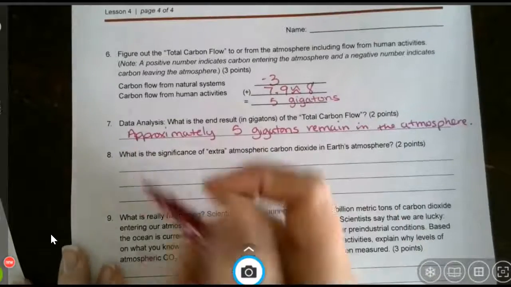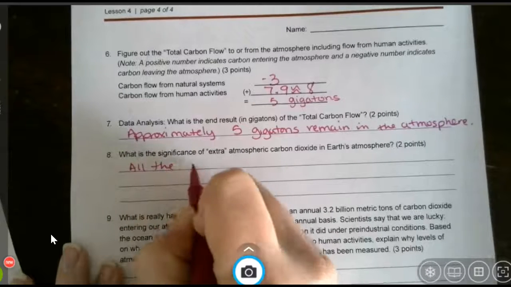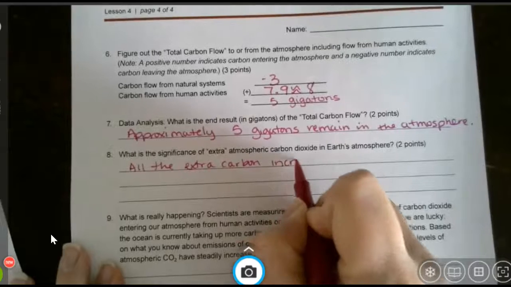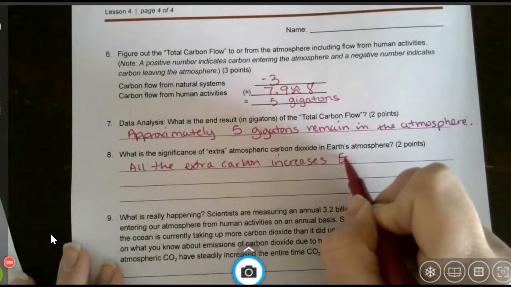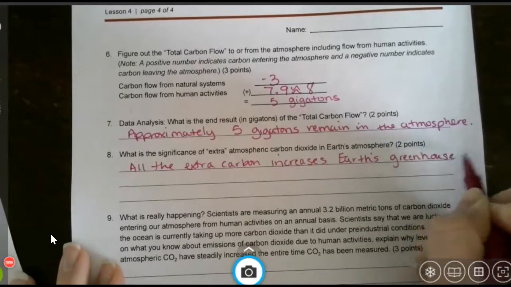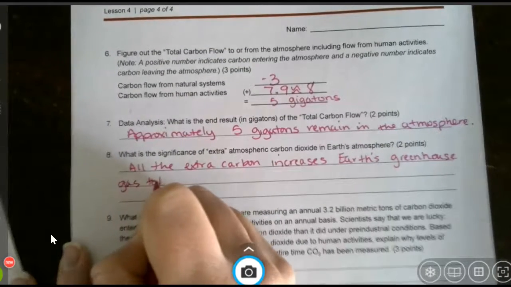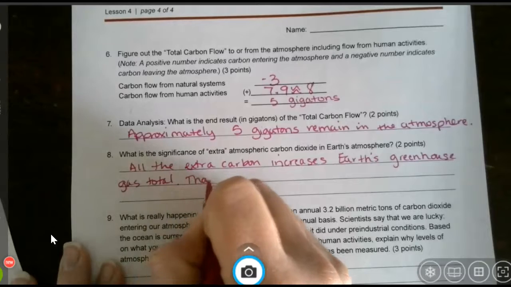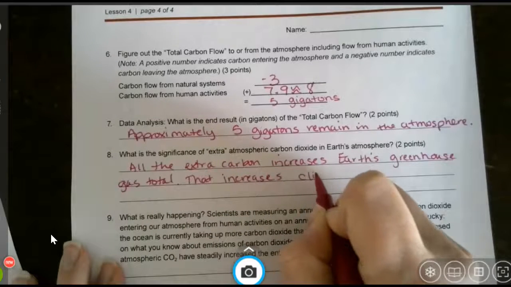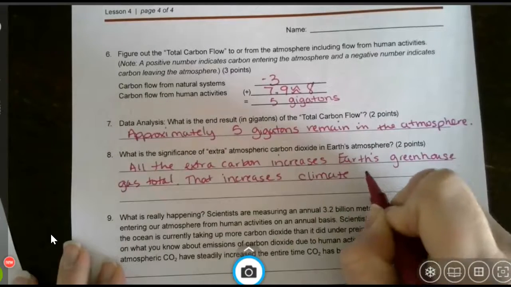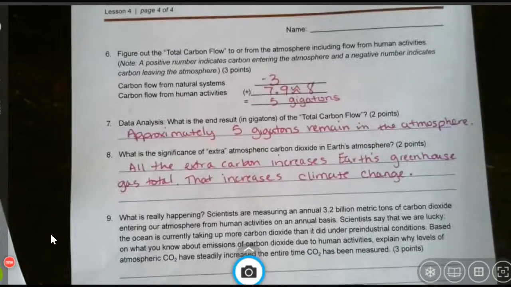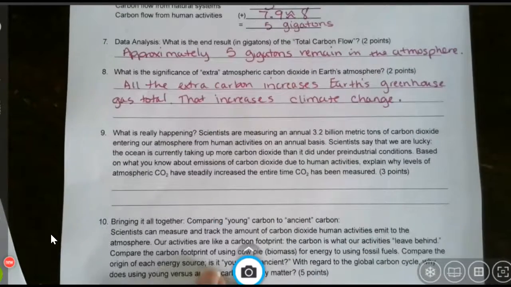So the significance is that all this extra carbon increases Earth's greenhouse gas total. That increases climate change. I'm going to leave it general for climate change and not just global warming, because there's so much more to it than just global warming. Okay? Let's look at number 9.